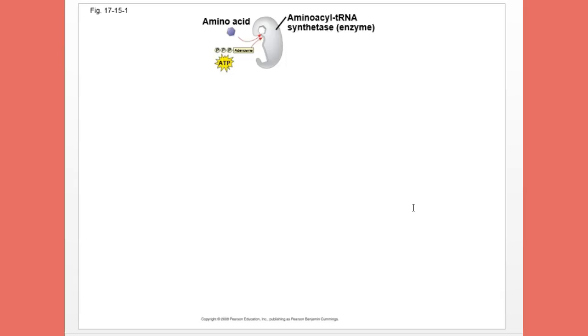This is your aminoacyl tRNA synthetase enzyme. This is showing the active site that binds the amino acid and the ATP. There's your ATP, there's your active site. In this figure, the ATP loses two phosphate groups and joins the amino acid as AMP.